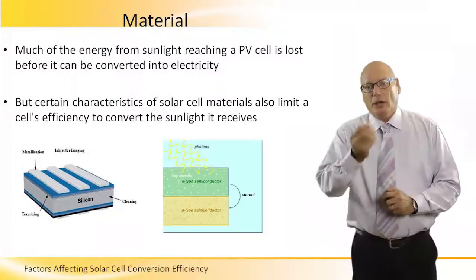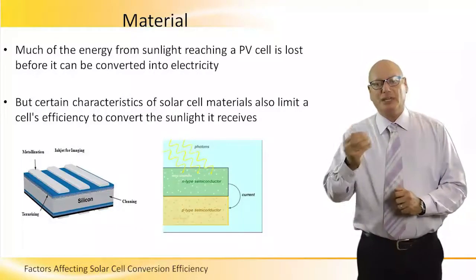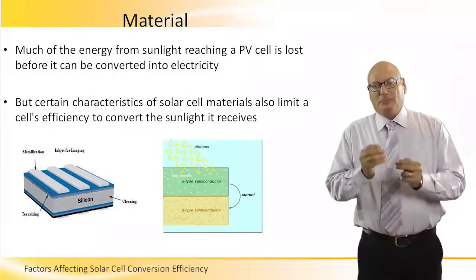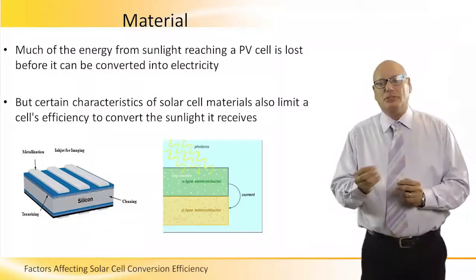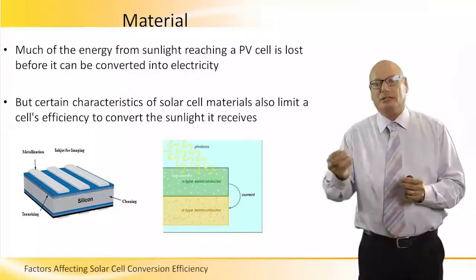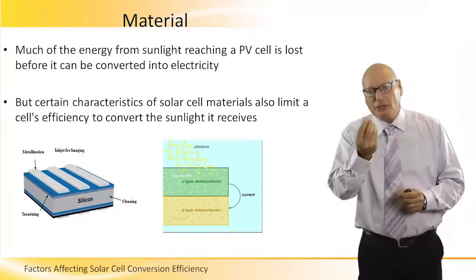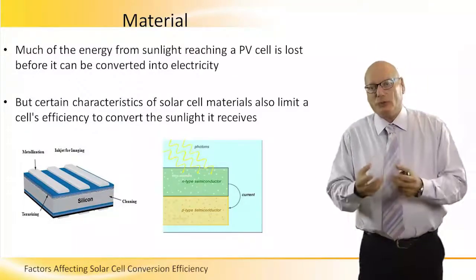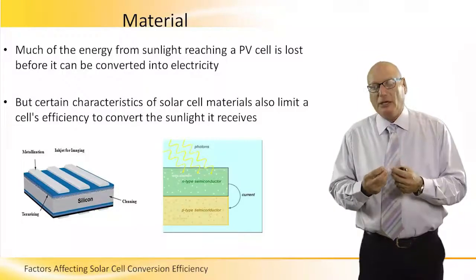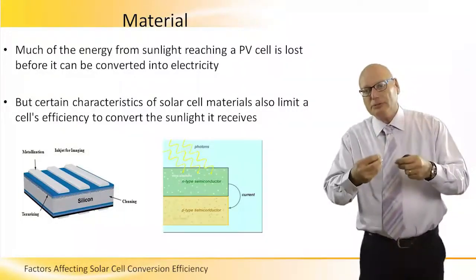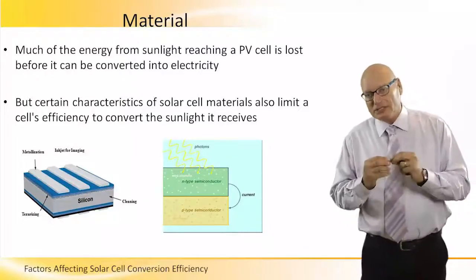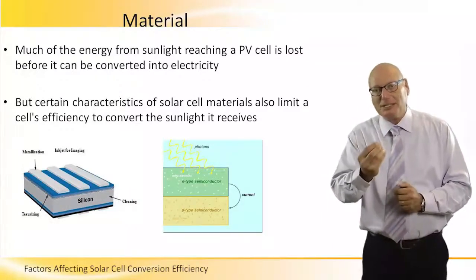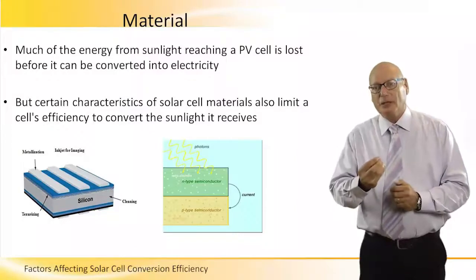Material. Much of the energy from sunlight reaching a PV cell is lost before it can be converted into electricity. But certain characteristics of the solar cell materials also limit a cell efficiency to convert the sunlight it receives. So the material itself should be as pure as possible to allow electrons to move freely from the N-type to the P-type side of the semiconductor through the junction. So materials is basically parameter number one, loss number one.